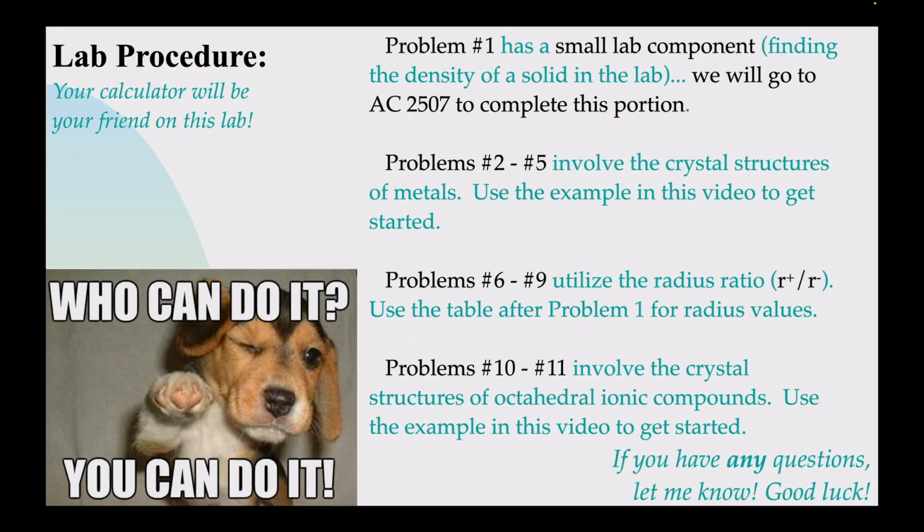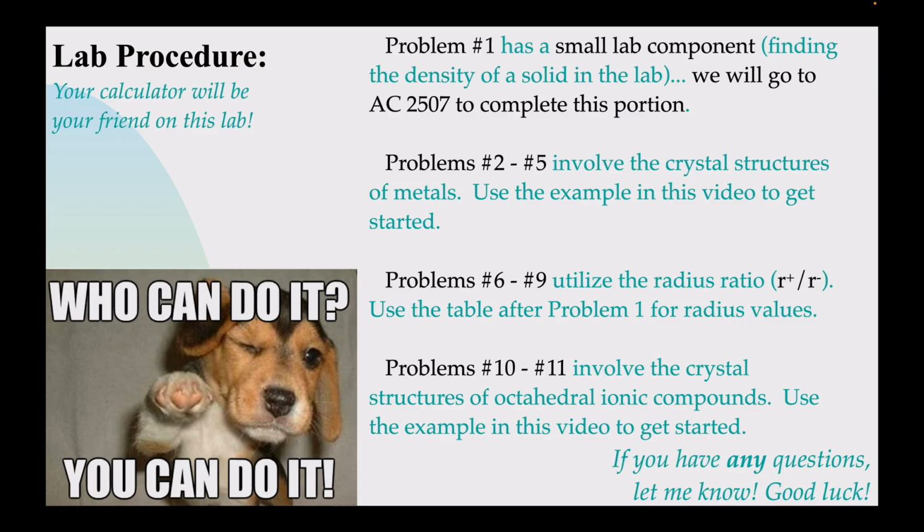I'm happy to help. So on this lab, there's essentially 11 problems. Problem number 1 actually has a small lab component. You're going to find the density of a metal in the lab. It's not too bad. I'll talk about it a little bit when we do it, but we will go to 2507 to complete that portion, and it shouldn't take you too long.